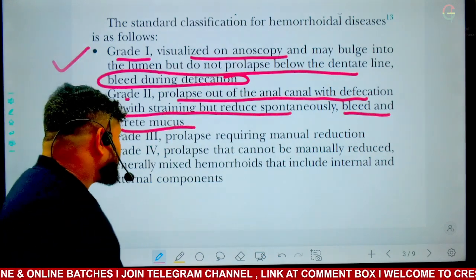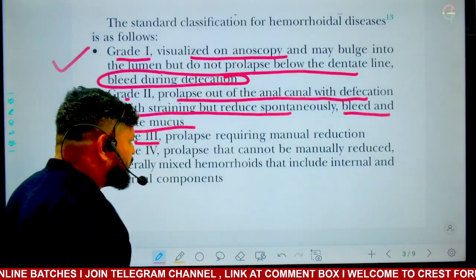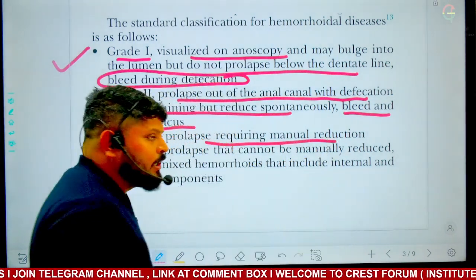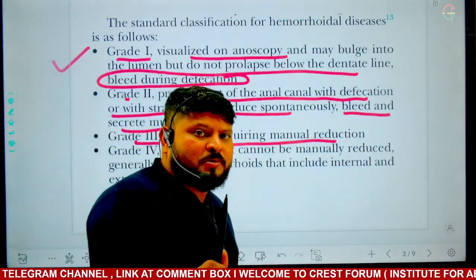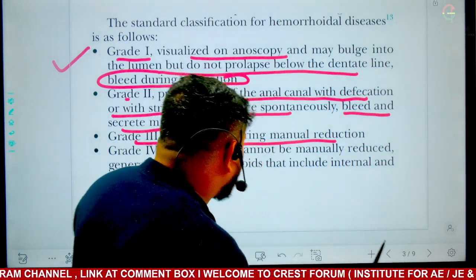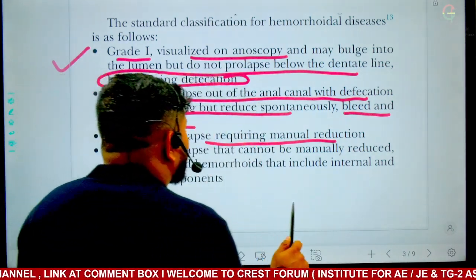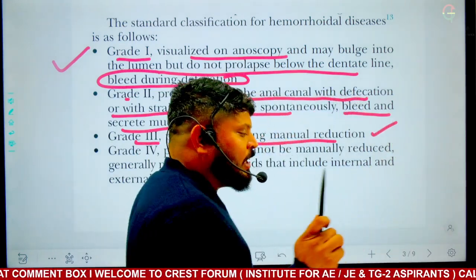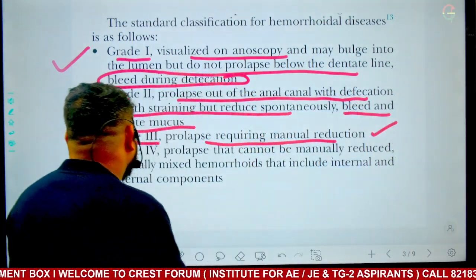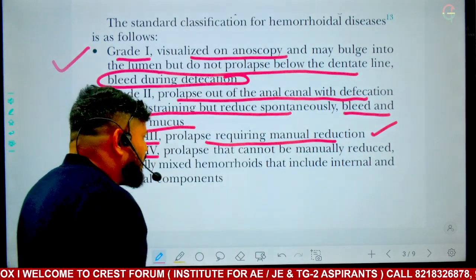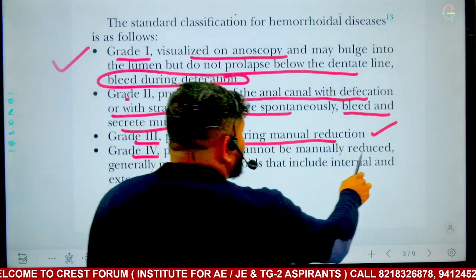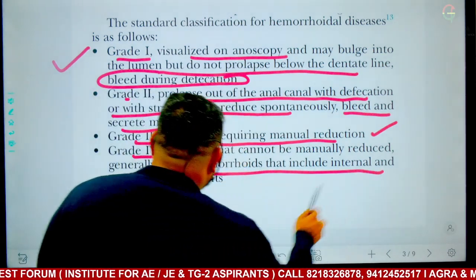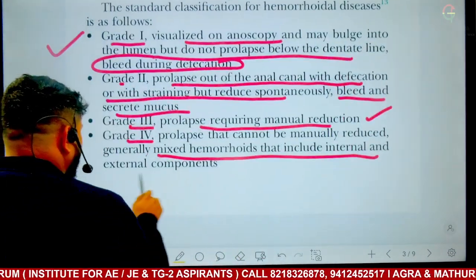Now in third grade, prolapse requiring manual reduction. It remains prolapsed while defecating or straining, and you have to manually reduce it in grade 3. In grade 4, prolapse that cannot be manually reduced, generally a mixed hemorrhoid that includes internal and external components.